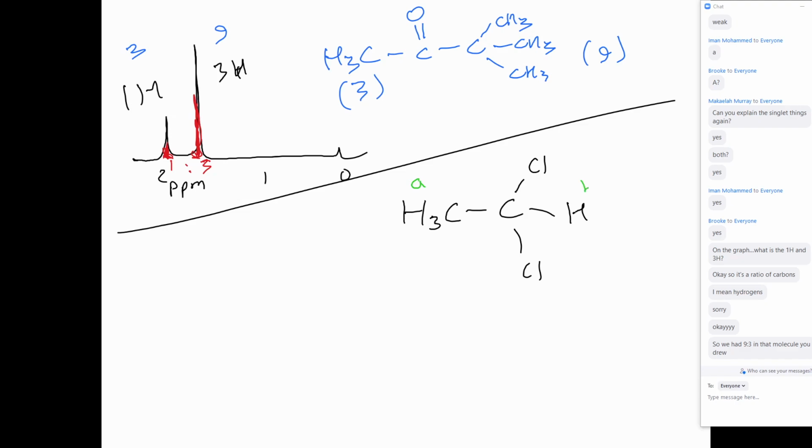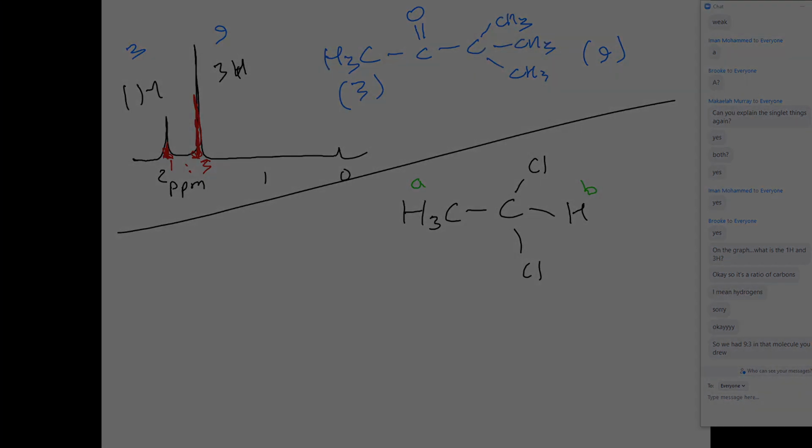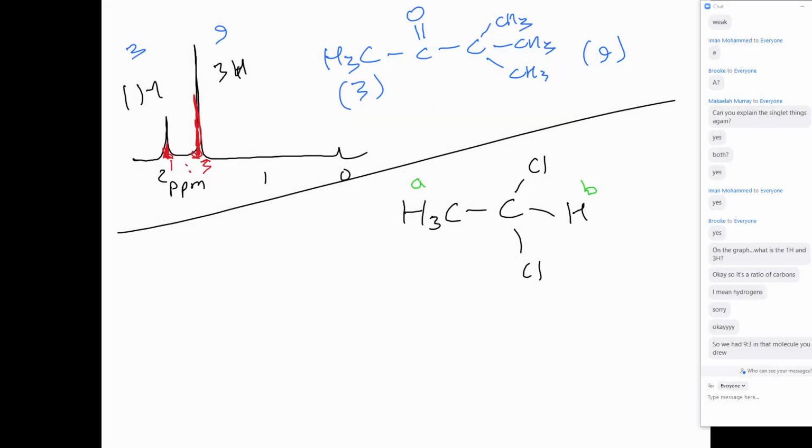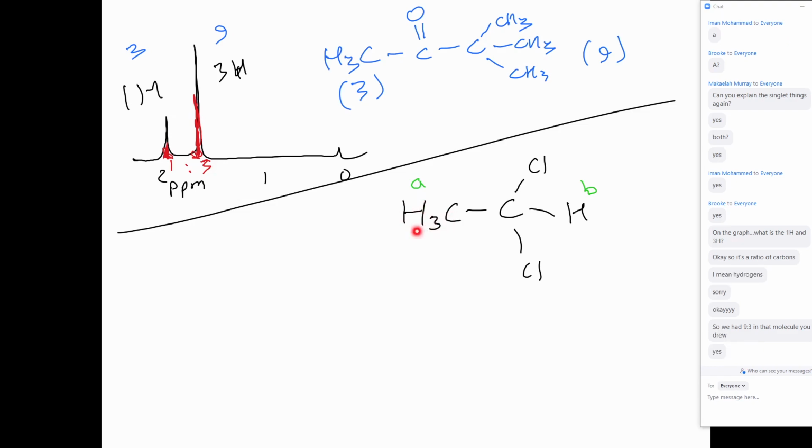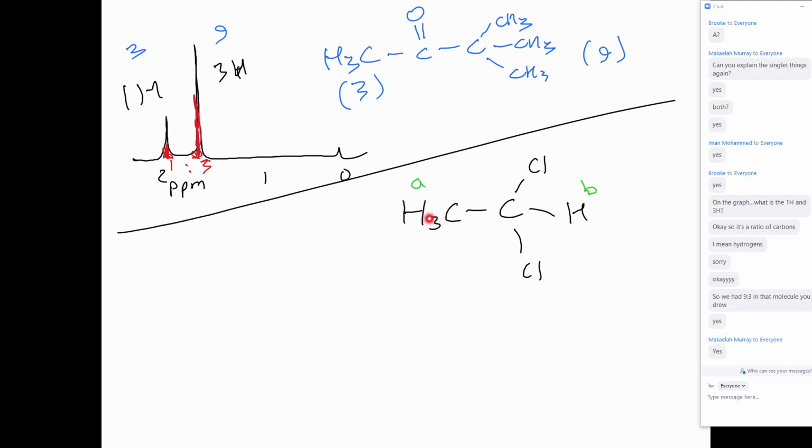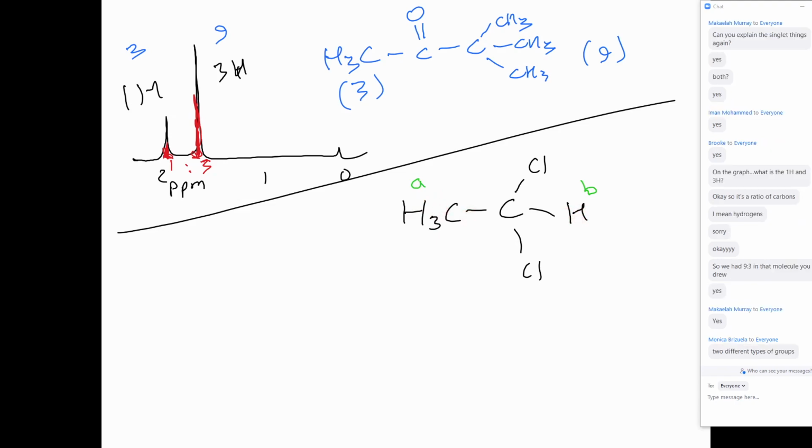A and B. Let's start with, why am I calling this one A? You need to pick a letter, first in the alphabet. Are all 3 of these H's equivalent? Meaning, can they rotate and assume the same spot as the other ones? So all 3 in the same carbon, they are equal. Okay. Why is this one B? Why is it not also A?